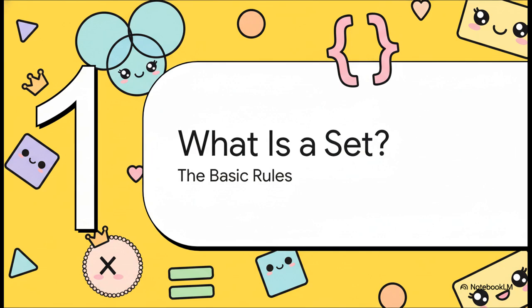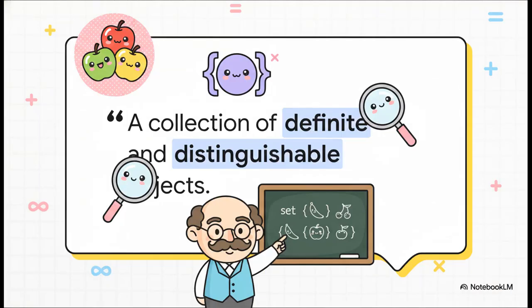So what exactly is a set? To really get a handle on its power, we first need to learn the basic rules of the game. The guy who came up with this whole idea was a German mathematician named Georg Cantor. He gave us this simple, but honestly pretty profound definition. A set is a collection of definite and distinguishable objects. That little phrase is the bedrock for everything else we're going to talk about.